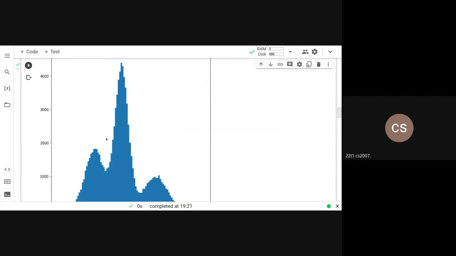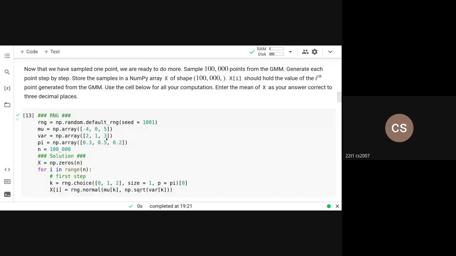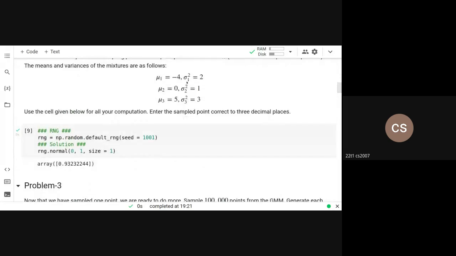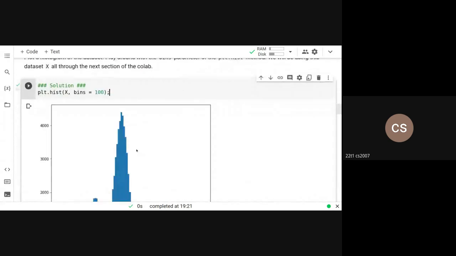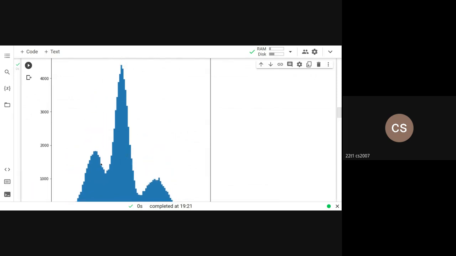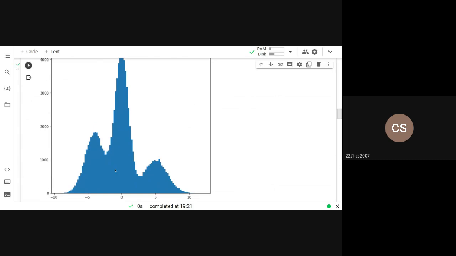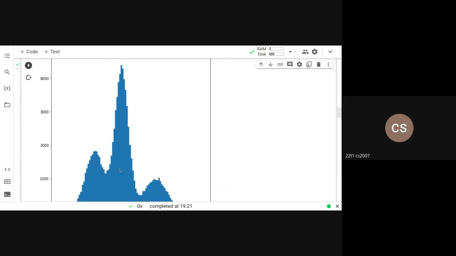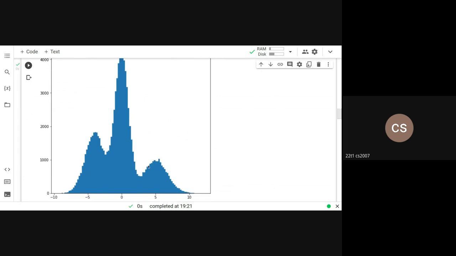Okay, so do you see what has happened? We had three mixtures which were centered at -4, 0, and 5, right? So roughly this is -4, this is 0, this is 5. Why do you think this height is so high for this, lesser for this, and even lesser for this? What is the reason for that?